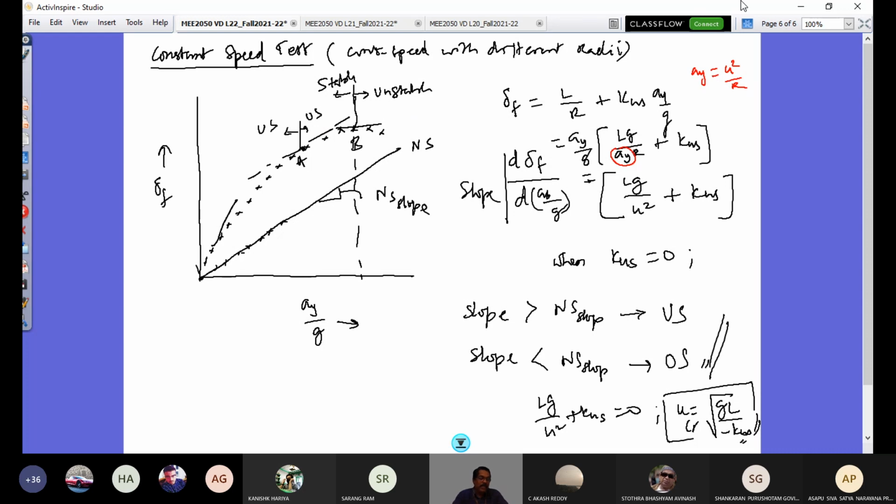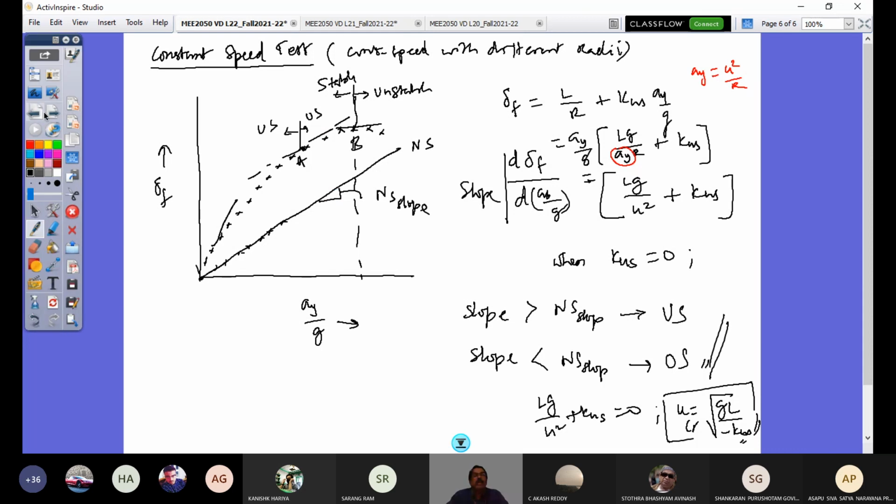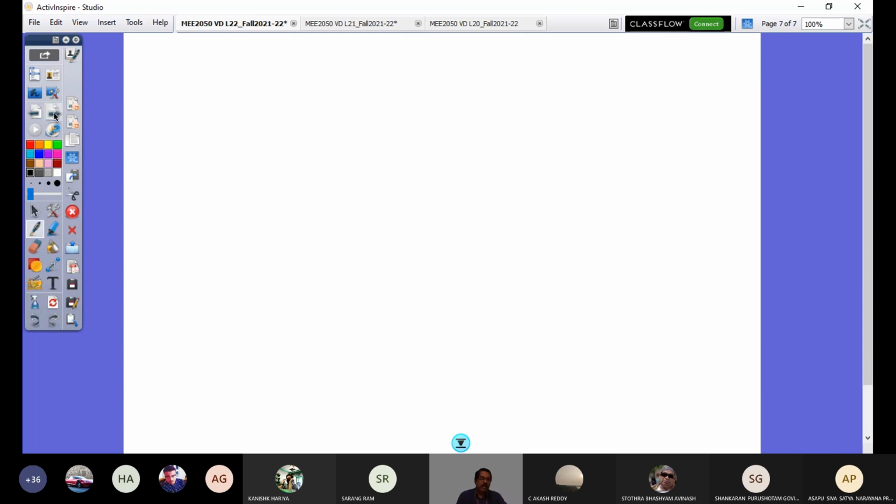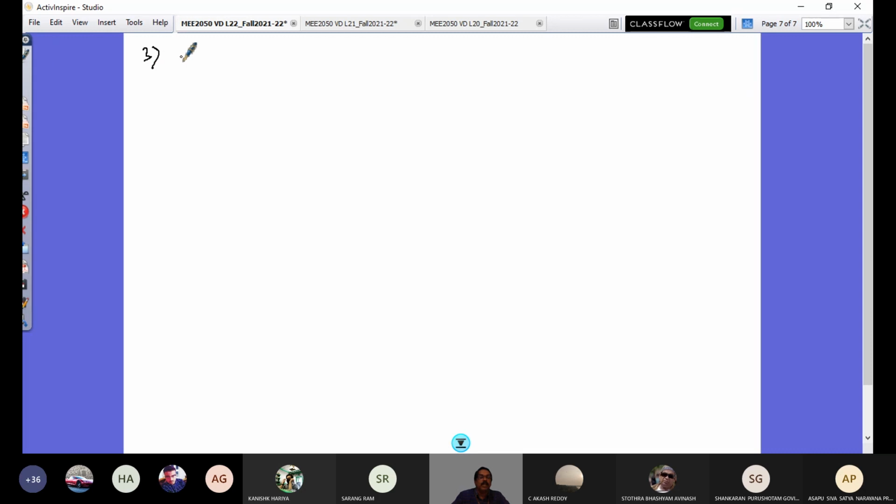So what is measured in this test? The delta and the lateral accelerations are measured, and this plot is made. Then the third test is a simple test, called the constant steer angle test. Constant steer angle test means delta F I'm not going to change, it's constant.